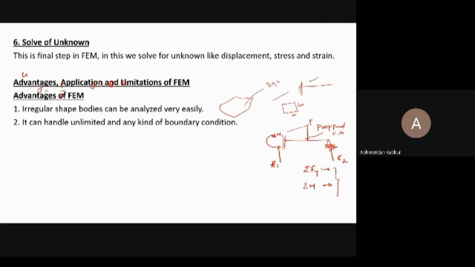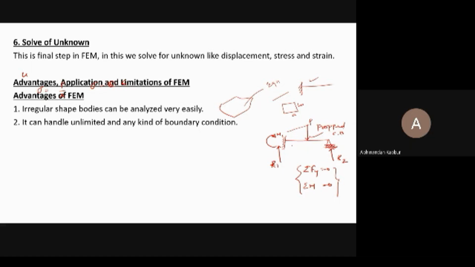No, sir. How many unknowns are there? I have 3 unknowns, R1, R2 and M1. To solve these 3 unknowns, how many equations are required? 3 unknowns, minimum 3 equations. In this case, using the static equilibrium conditions, I cannot solve this problem. But FEM solves this problem.